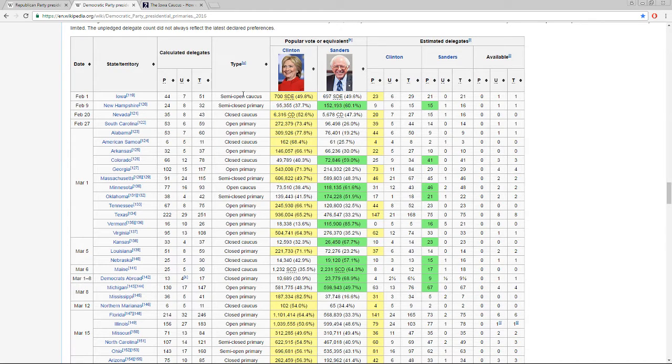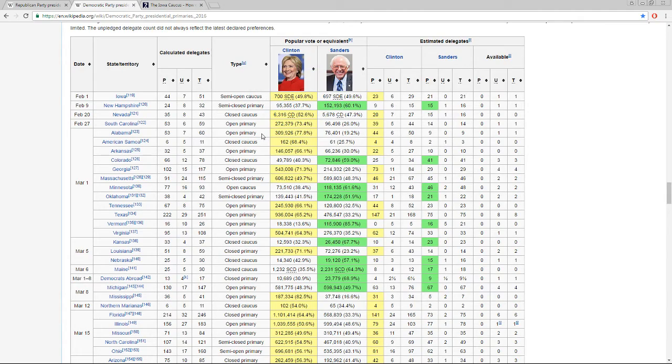And then you have the descriptor, whether it's open, closed, semi-open, or semi-closed, and that decides who can vote. Open is anybody can vote. Semi-open is any participant that's not a Republican can vote. Semi-closed means only Democrats and the undeclared can vote, so third party and Republicans can't vote. Then you have closed, where you have only registered Democrats, obviously.